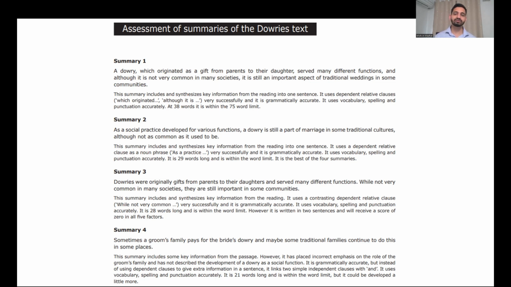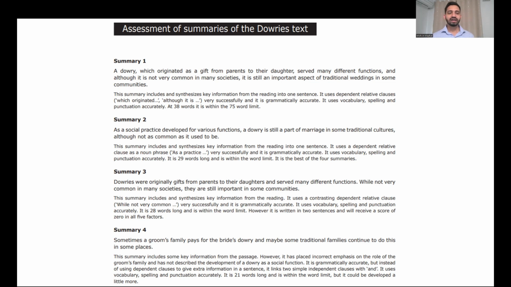It uses vocabulary, spelling, and punctuation accurately. The spelling and everything is fine as well. Vocabulary is good, punctuation is fine. At 38 words, it is within the 75 word limit. So it's a good summary so far. Okay, that's an example of a good summary.